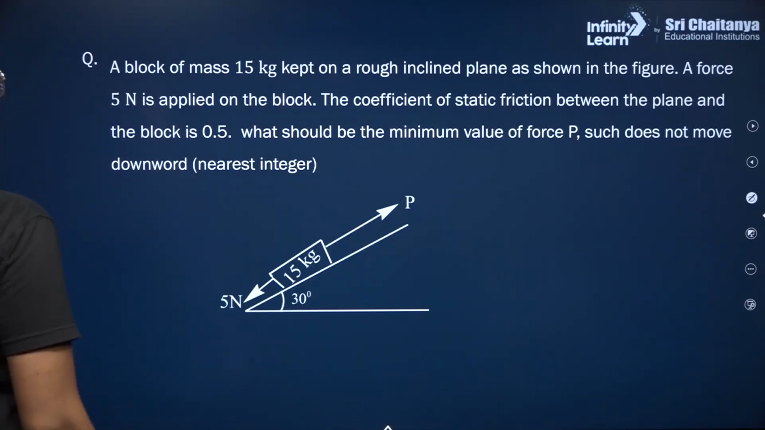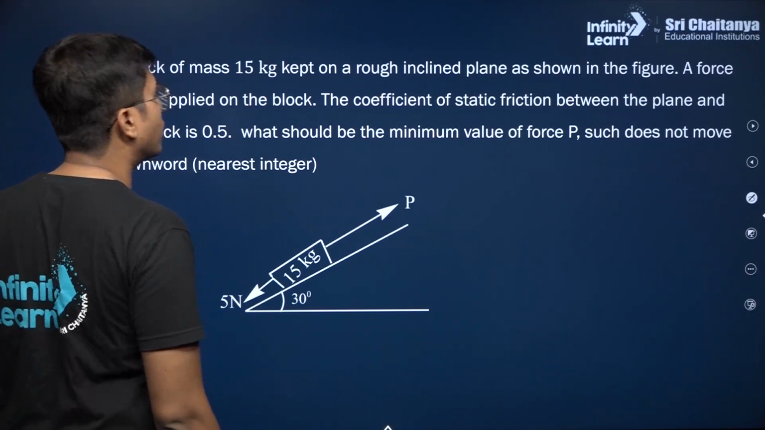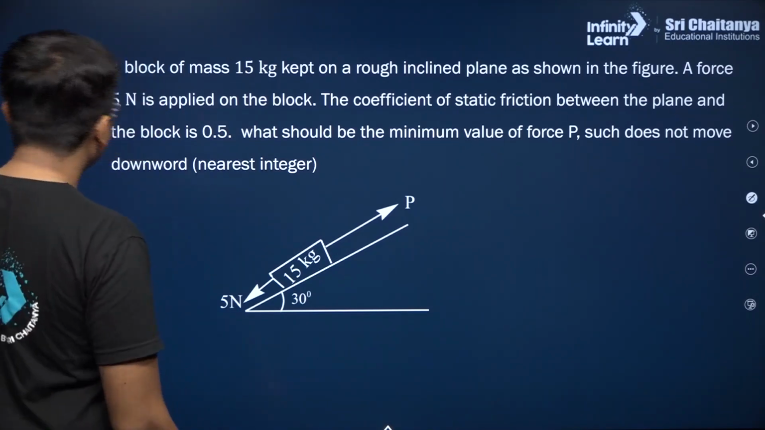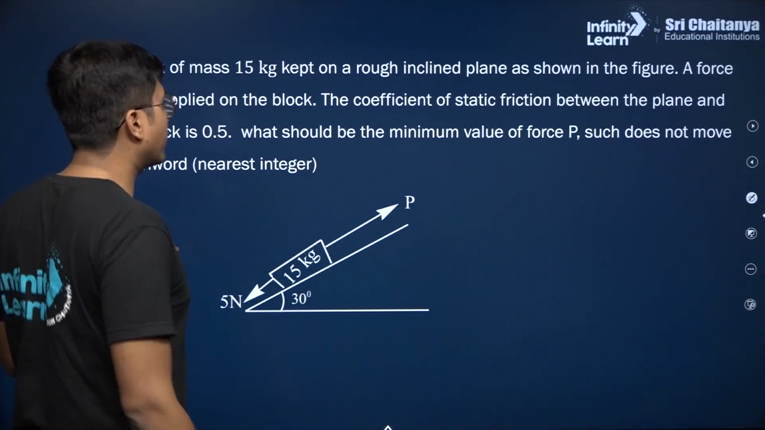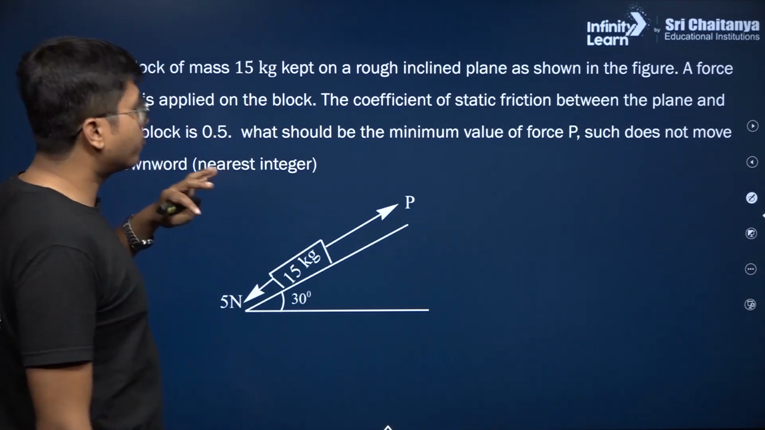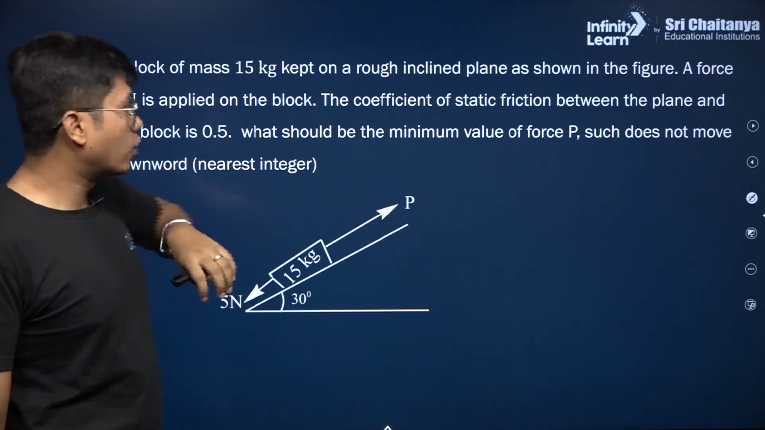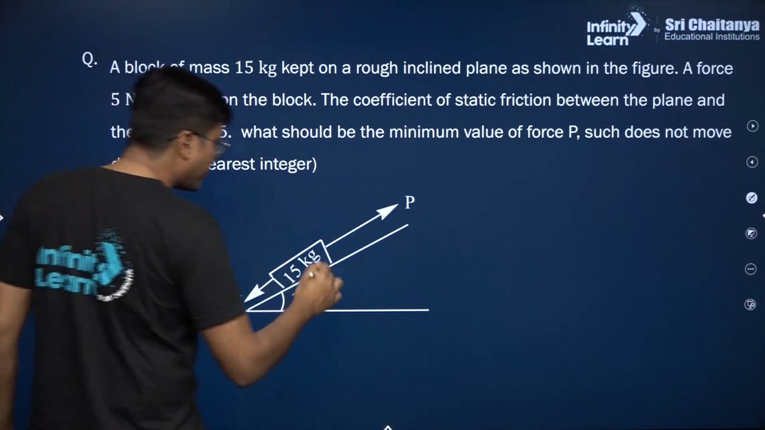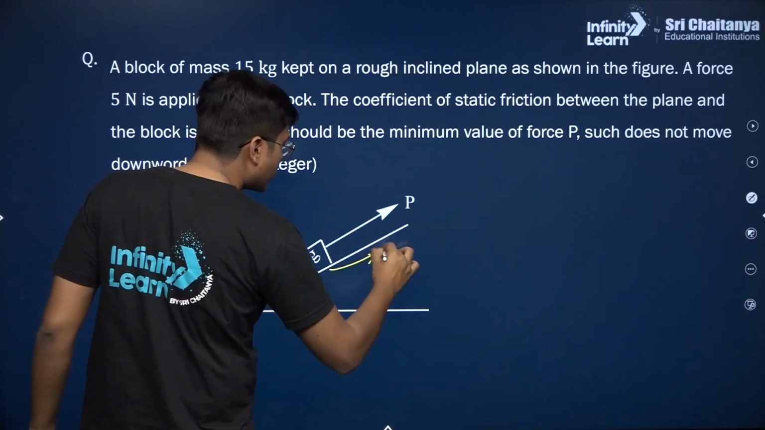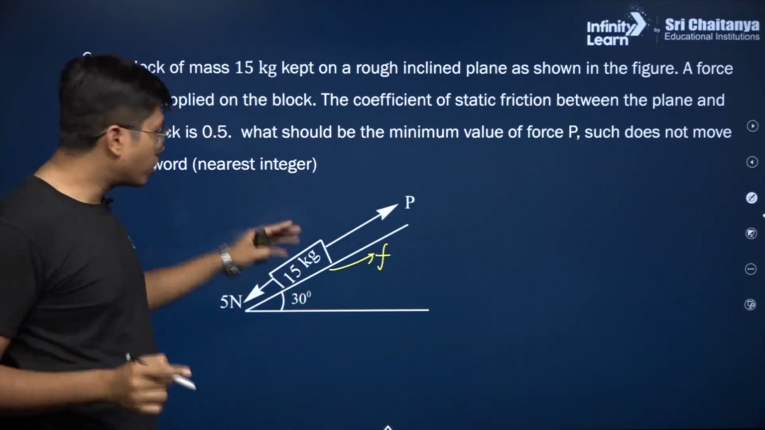Next question, a block of mass 15 kg kept on a rough inclined plane as shown. Force 5 Newton applied on the block. Coefficient of static friction between plane and block is given. What should be the minimum value of force P such that it does not move downward? So the tendency is to move downwards, and why is this important? Because this means that the frictional force has to act upwards, has to act along P.